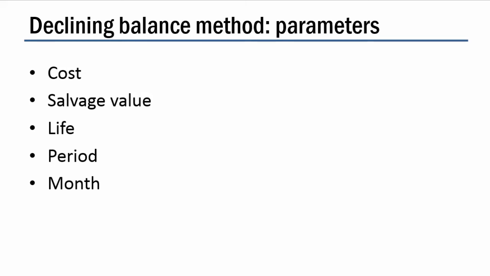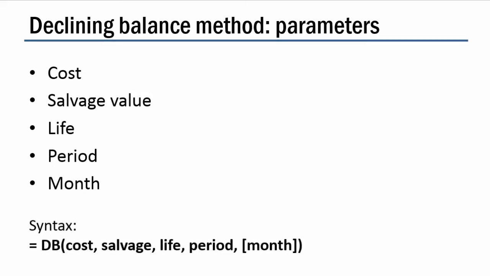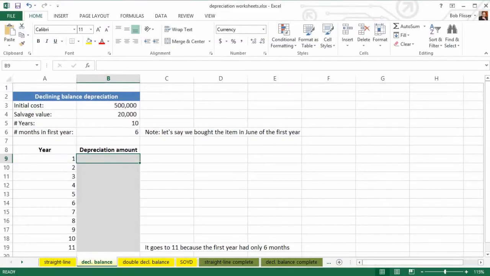The syntax of the function is simply equals DB, and then you put in the cost, the salvage, life, period, and then optionally the month. So over here in the declining balance worksheet, I'm going to start off here in the first year, and I'm going to say equals DB, open up the parenthesis, and here Excel gives me some help with the syntax. So there's the cost, $500,000 or yen, whatever, comma, salvage, comma, the life, right? That's how many years, comma.